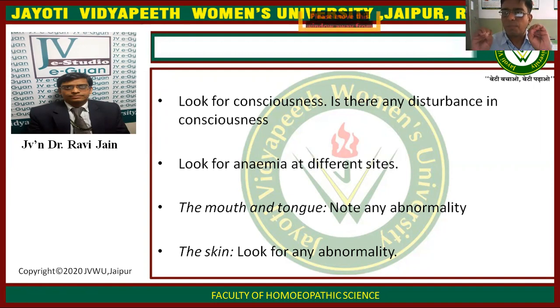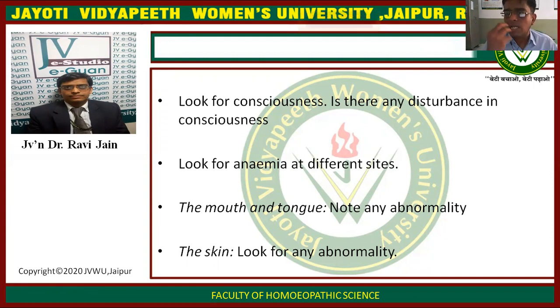Just look at the nails for paleness, and test the nails for checking for anemia, whether the nails are spoon-shaped, that is koilonychia, or whether they are normal. So these things have to be examined. Then you have to check the nose and ears for any kind of abnormality.